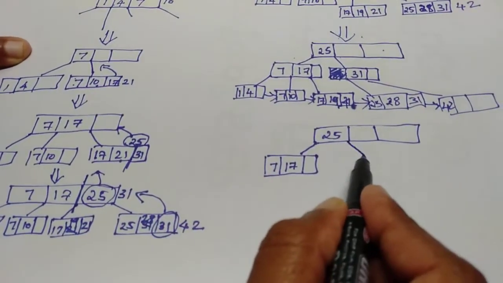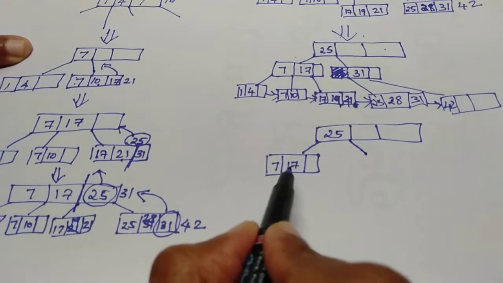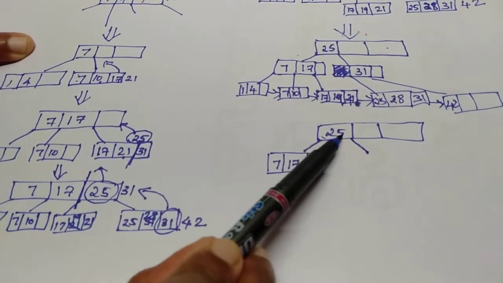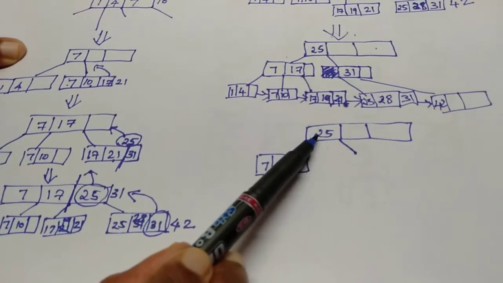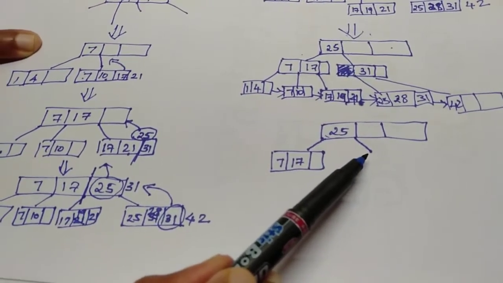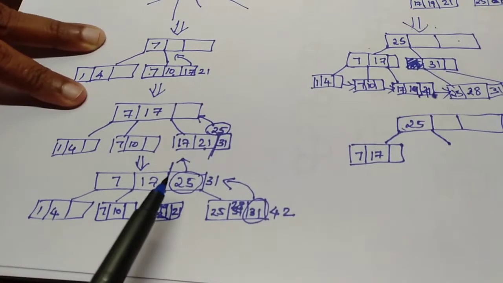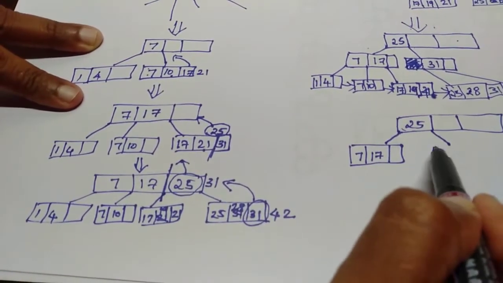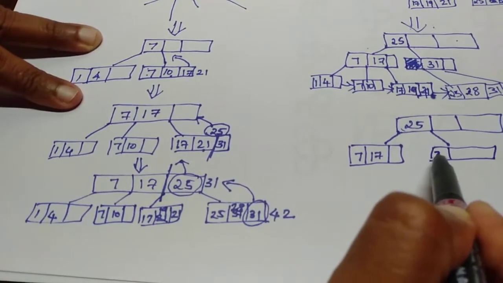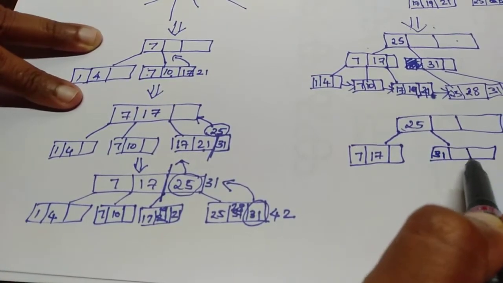To the right, now since this is not a leaf node, I will not write the index value again over here. Instead, I will simply write the number that is greater than 25. So in this particular case, after 25 I have 31. So I don't want the index again. So I am simply going to write 31 over here.